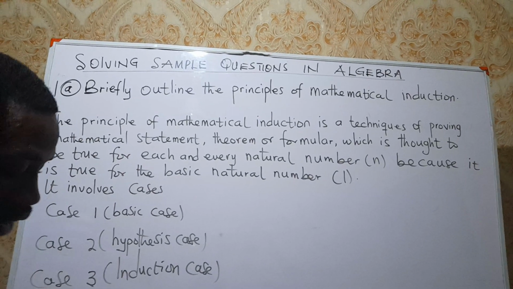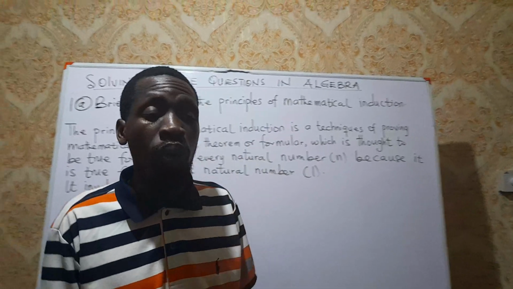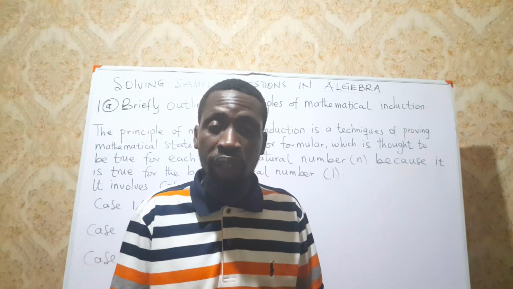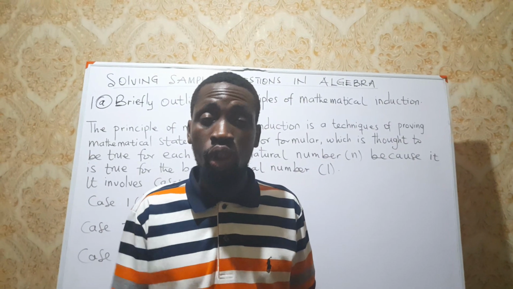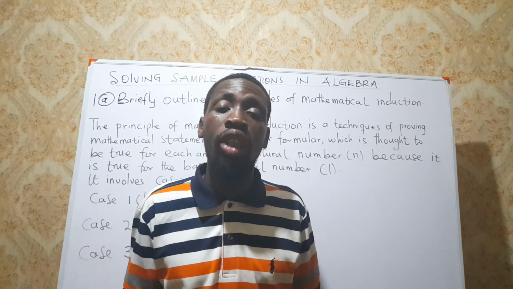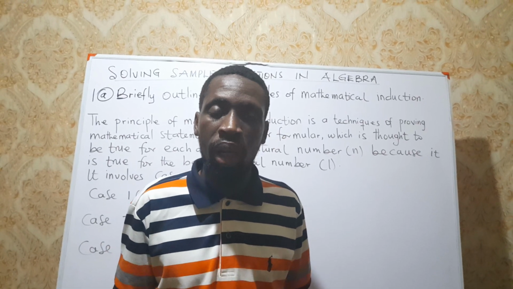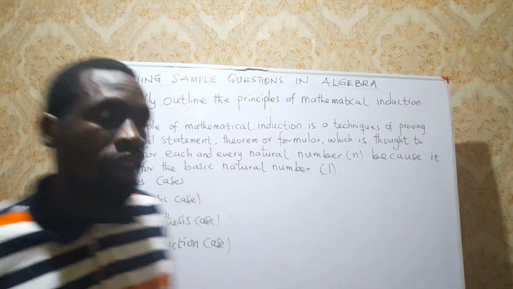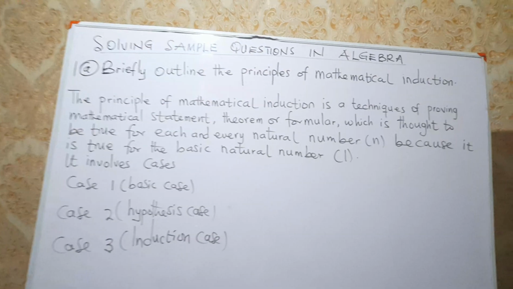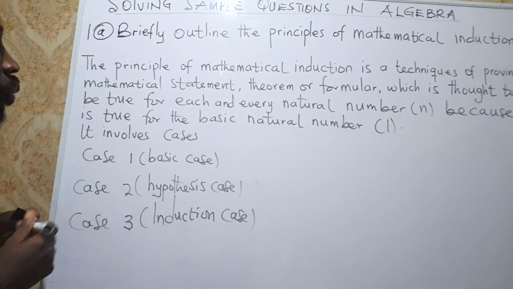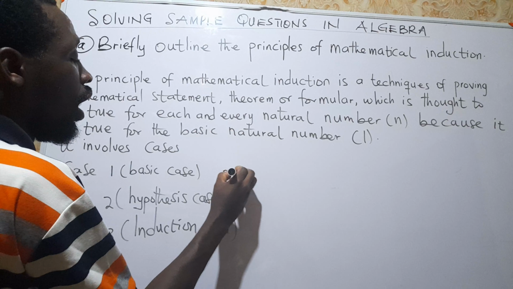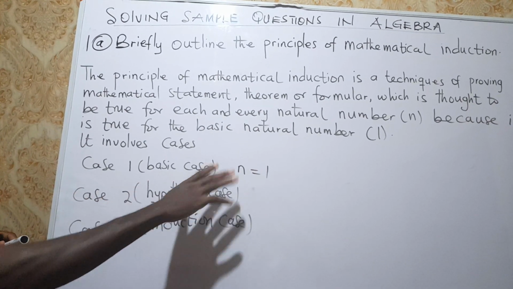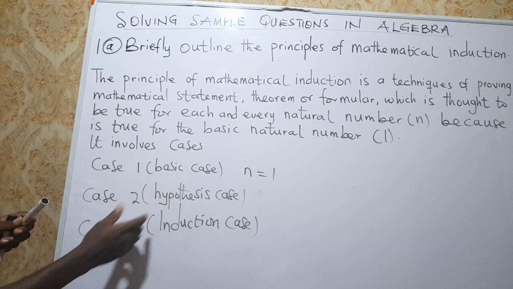Or when we are solving certain mathematical statements, formulas, and theorems, we tend to find out whether it is true for the basic natural number, which is 1. When it is true for it, then we can conclude that it will be true for each and every natural number. That's what we call the principles of mathematical induction. It involves 3 cases when we are proving them. Case 1, which is also known as the basic case, we say that n should be equal to 1. That's the basic form.